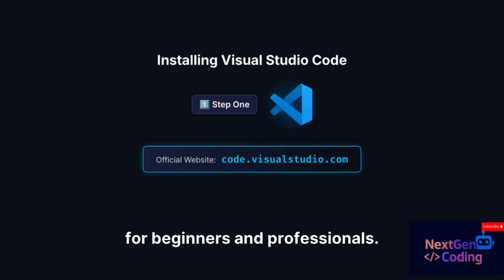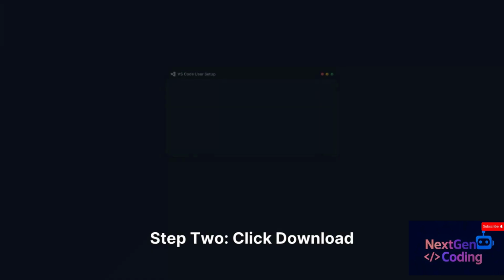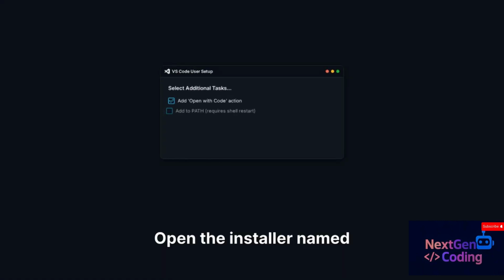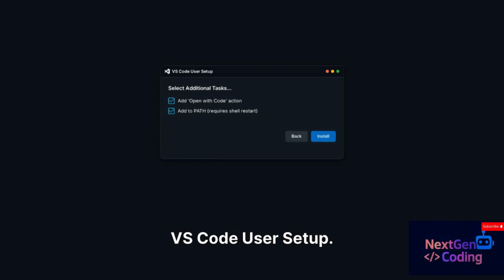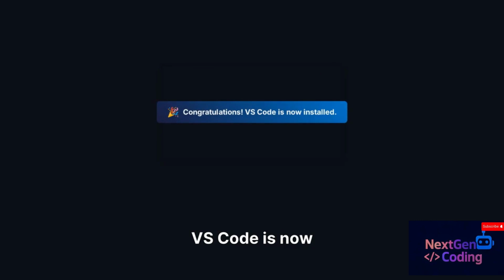for beginners and professionals. Step 1. Go to the official website, code.visualstudio.com. Step 2. Click Download for Windows or Mac. Open the installer named VS Code User Setup. Click Next, keep the default options, and check the boxes. Add Open with Code and Add to Path. Click Install and wait a few seconds. Congratulations! VS Code is now installed.